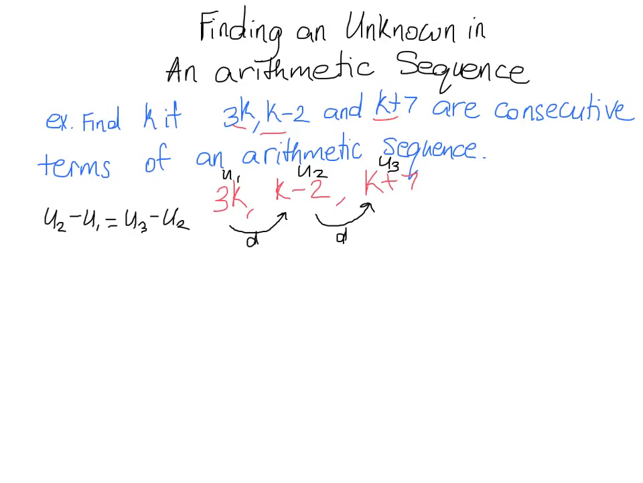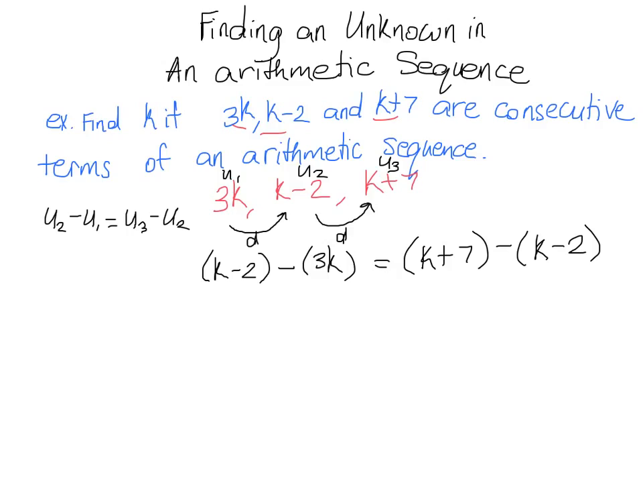Well, we can actually write this down. k minus 2, which is our u2, minus 3k, which is our u1, is equal to k plus 7, which is our u3, minus u2, which is k minus 2. And notice that I put parentheses around all of my values because I didn't really want to think about changing any signs in that first step.